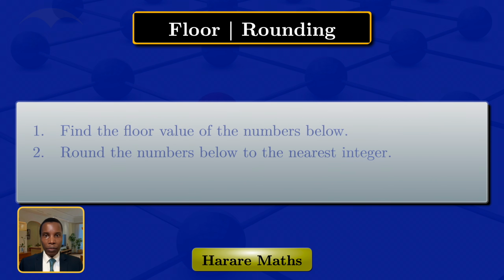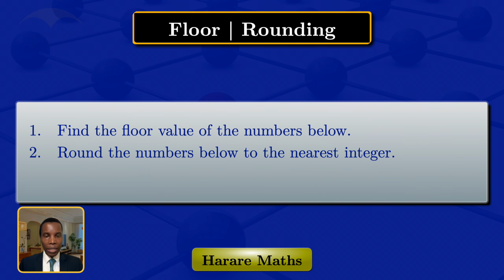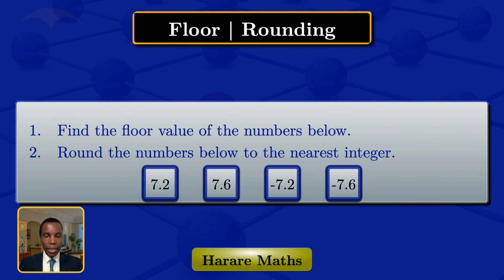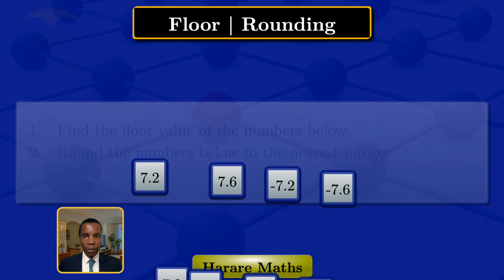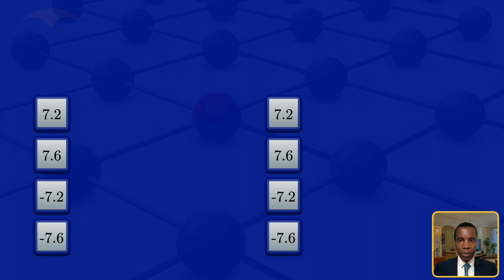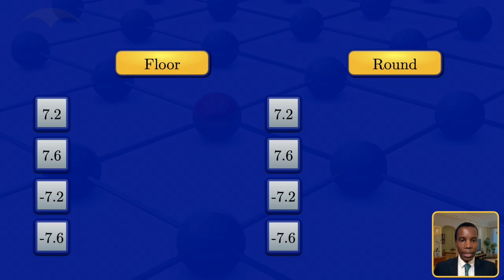I'm going to find the floor value and round the numbers that are appearing below to the nearest integer. So we have those numbers 7.2, 7.6, minus 7.2, minus 7.6, and I'm going to find the floor value, then go on and round them to the nearest integer.